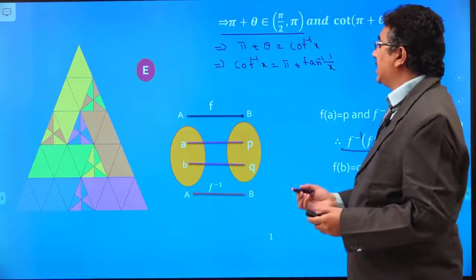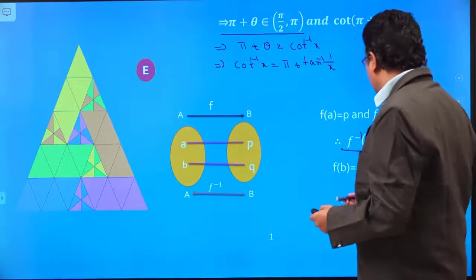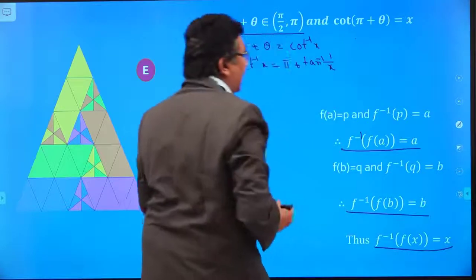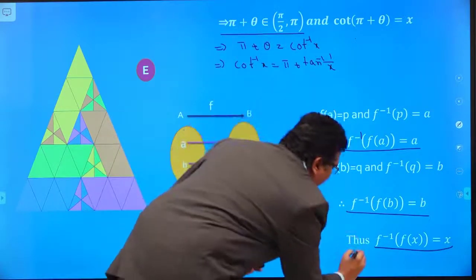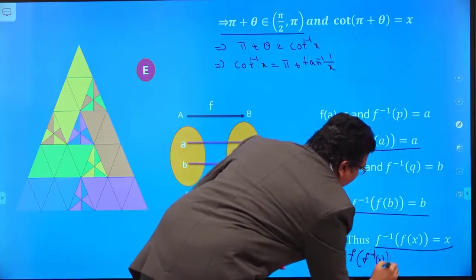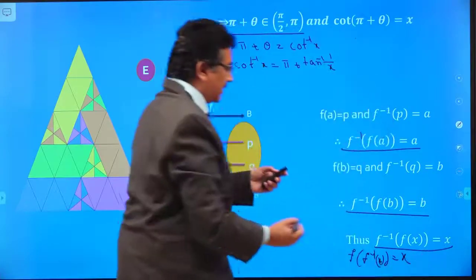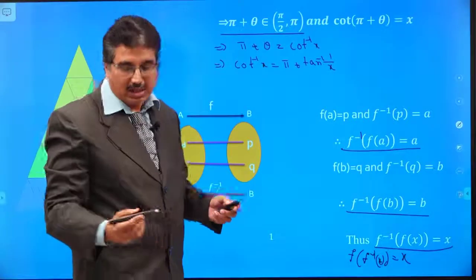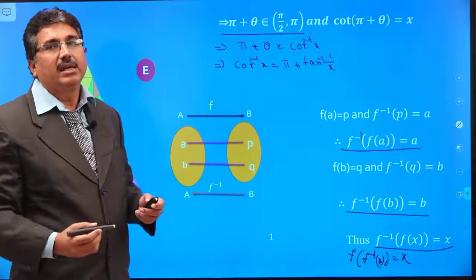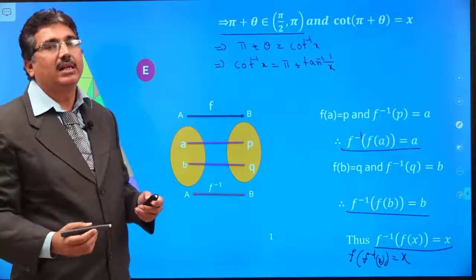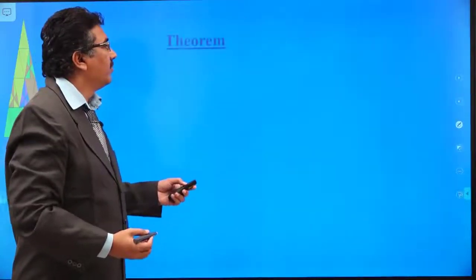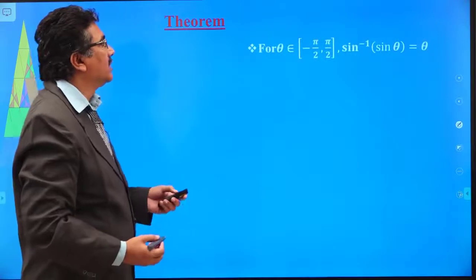From the example we can conclude that f inverse of f of x is equal to x. Similarly, we can prove that f of f inverse of x is equal to x. Now, what is the value of sine inverse of sine theta, cos inverse of cos theta, tan inverse of tan theta? See the theorem. What are the values?